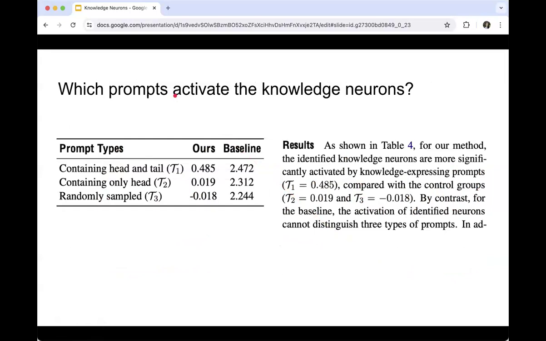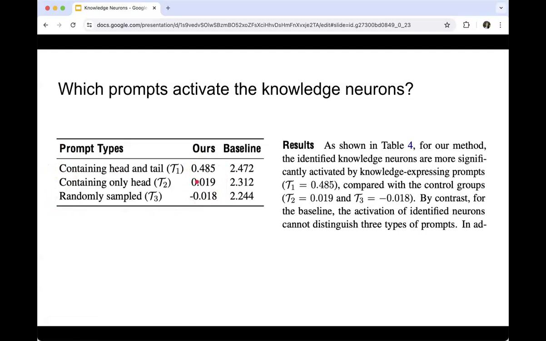Then the paper moves on to explore which prompts will activate the knowledge neurons. They split prompts up into three groups. Group 1 contains prompts that actually express the facts from which the knowledge neurons were identified. So they are knowledge assessing prompts, whereas groups 2 and 3 are control groups and they are not knowledge assessing prompts. And these values here are the average activation of knowledge neurons.